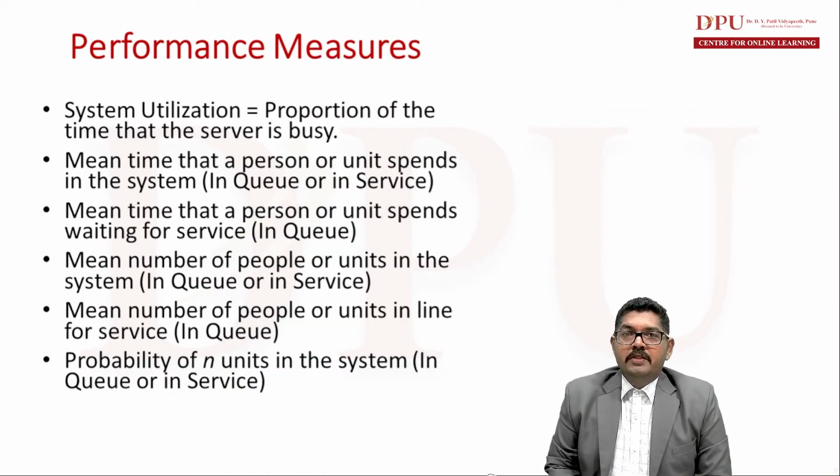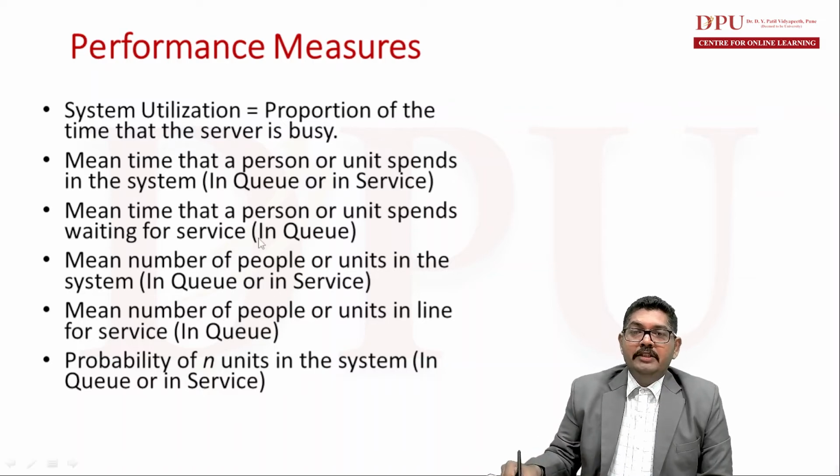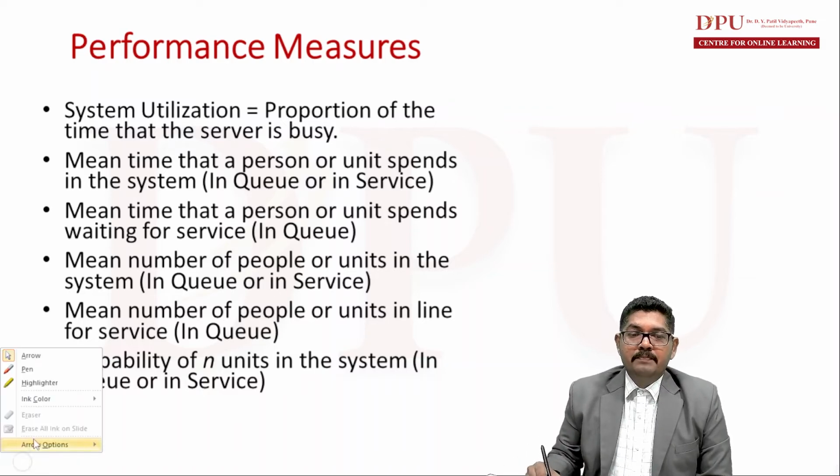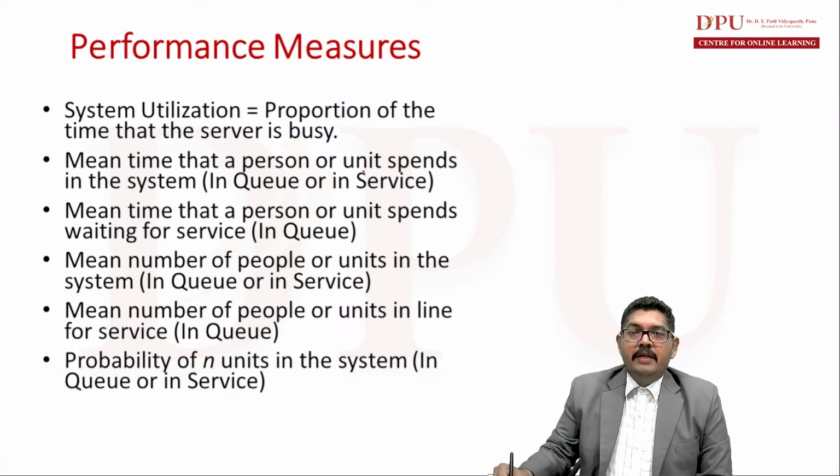Then performance measures. There can be some performance measures such as system utilization. You can find out the proportion of the time that a server is busy. Then you can find out the mean time that a person or unit spends in the system, that is in queue or in service. Let me elaborate on system utilization. System utilization is the proportion of the time that a server is busy, right?